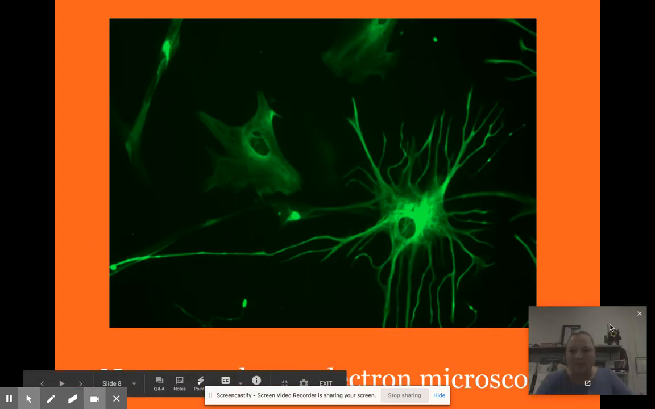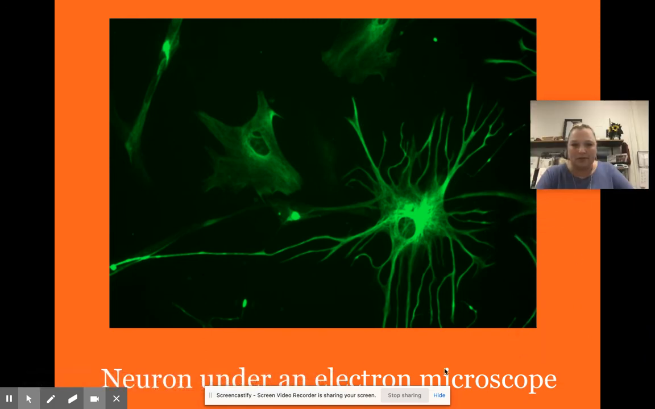Here is actually a picture of a bunch of neurons under an electron microscope. So you can kind of see how it looks. Here's your dendrites. Here's your cell body. Here's the nucleus. And then, of course, you have your axon here. And then your terminal button sending it out to the next.